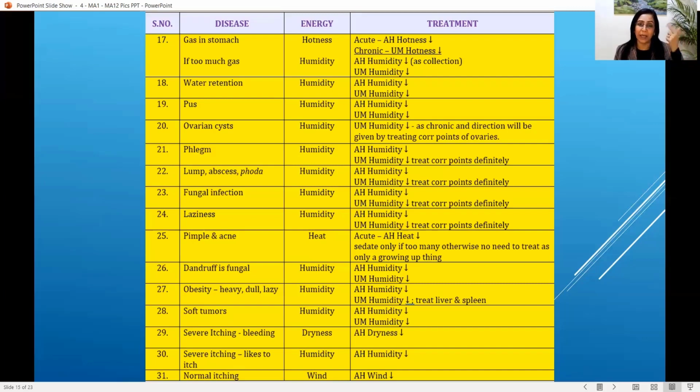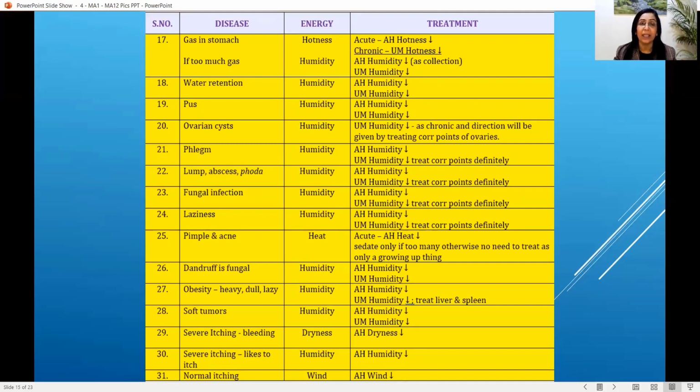Then pimple and acne are due to heat energy, because they are not considered humidity energy. Sedate only heat energy, and only if there are too many. Otherwise there is no need to treat, as most of this is just a growing up thing. It is not something out of the ordinary. It's not a disease, right? Then dandruff is fungal, so obviously humidity energy sedation.